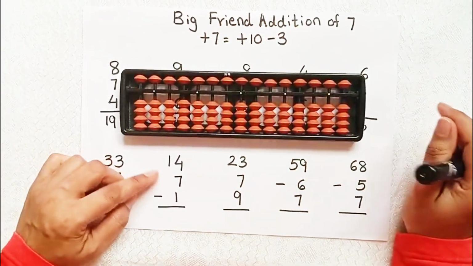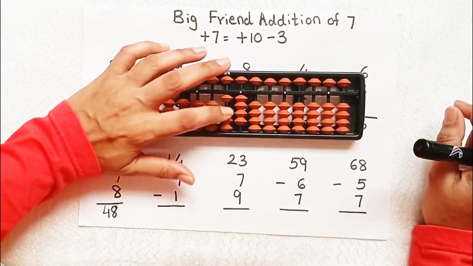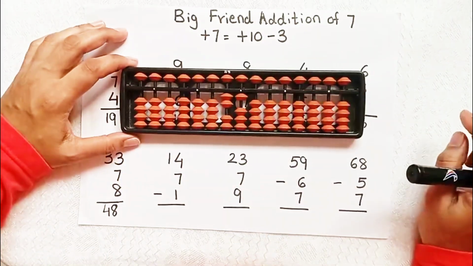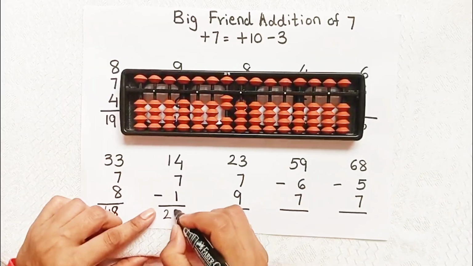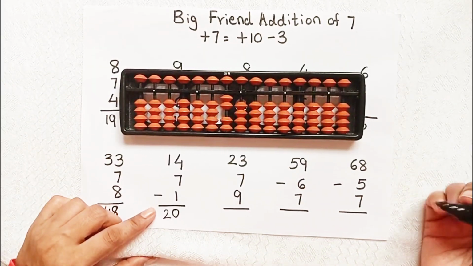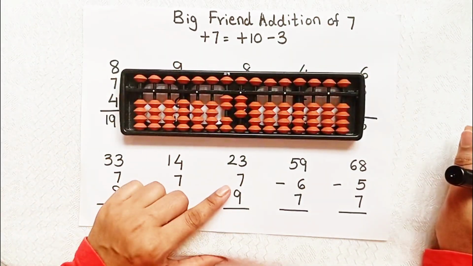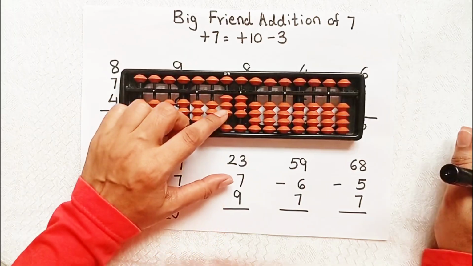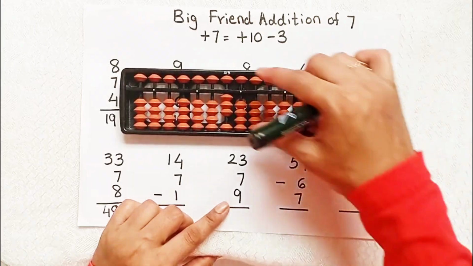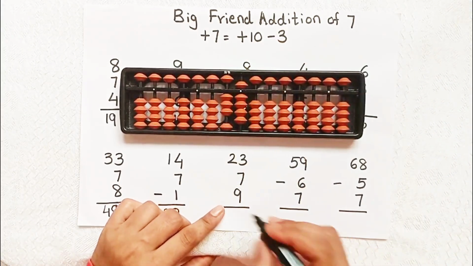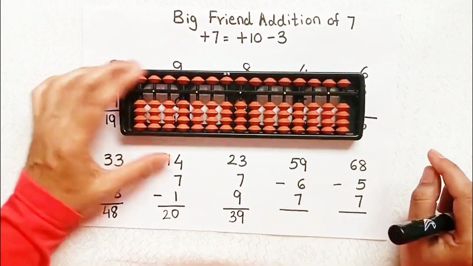Next one. 14 add 7. Add the 10 less 3. Less 1. So my answer is 20. Next one. 23 add 7. Add 7 again. Add 10 less 3. Add 9. We can do it directly. Yes. So my answer is 39.